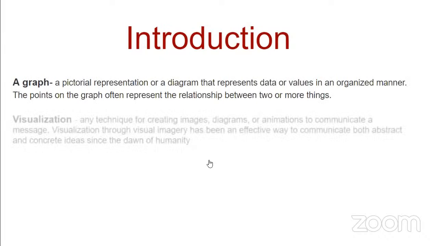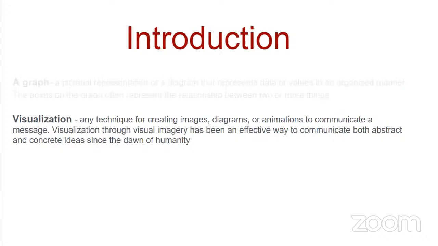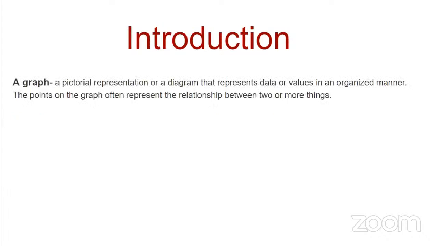So we already said that a graph is a pictorial representation or a diagram that represents data or values in an organized manner, and the points on the graph often represent the relationship between two or more things. And then a visualization is any technique for creating images, diagrams, or animations to communicate a message. Visualization through visual imagery has been an effective way to communicate both abstract and concrete ideas since the dawn of humanity.